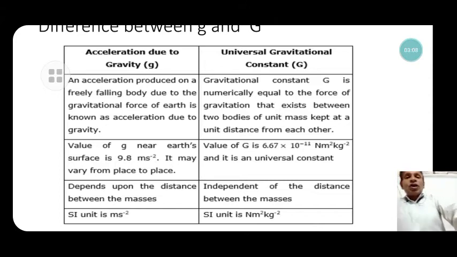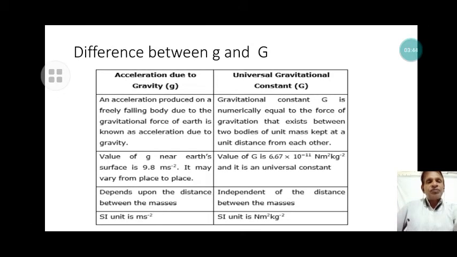Now, acceleration due to gravity depends upon the distance from the masses. It depends on the distance from the massive body, and it changes the acceleration due to gravity. But G is independent of the distance between the masses. The SI unit of g is meter per second square. The SI unit of the gravitational constant is Newton meter square per kg square, or kg inverse 2. That is the basic difference between the acceleration due to gravity and the universal gravitational constant.